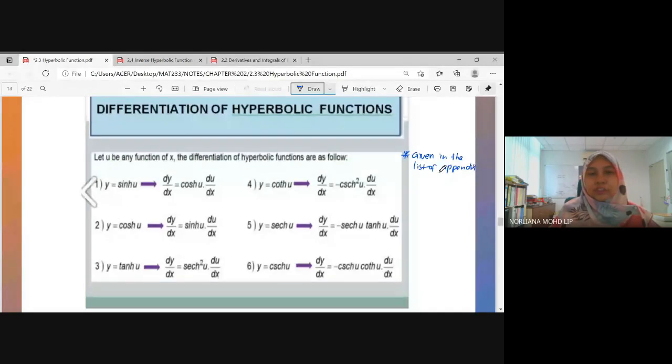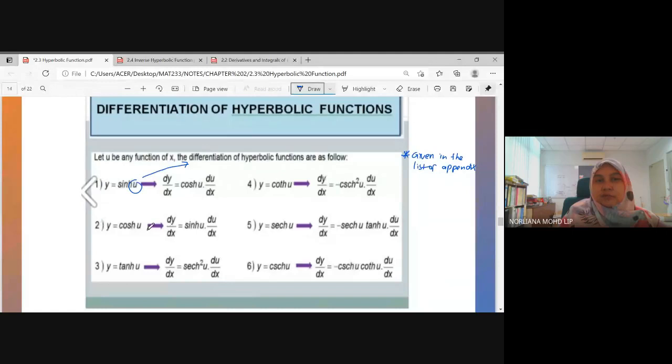The number 1 is to differentiate the hyperbolic sine. So it equals hyperbolic cos. Okay, this uses function u. That u is any differentiable function. So we have to differentiate one more time for this u. Cos u times du over dx.